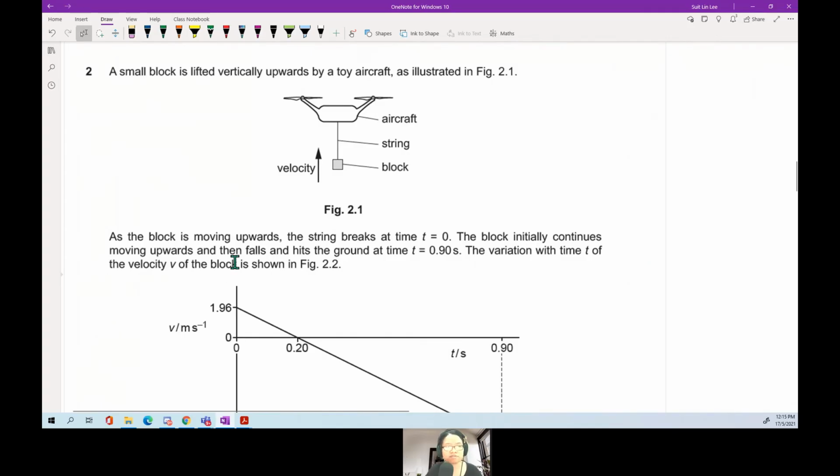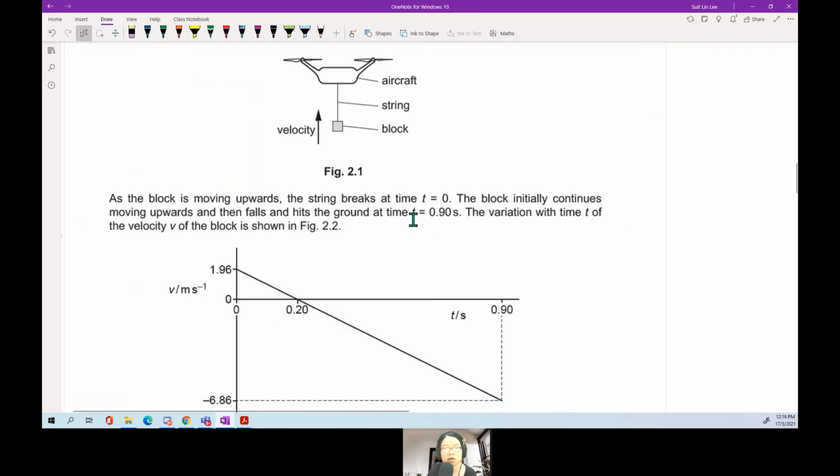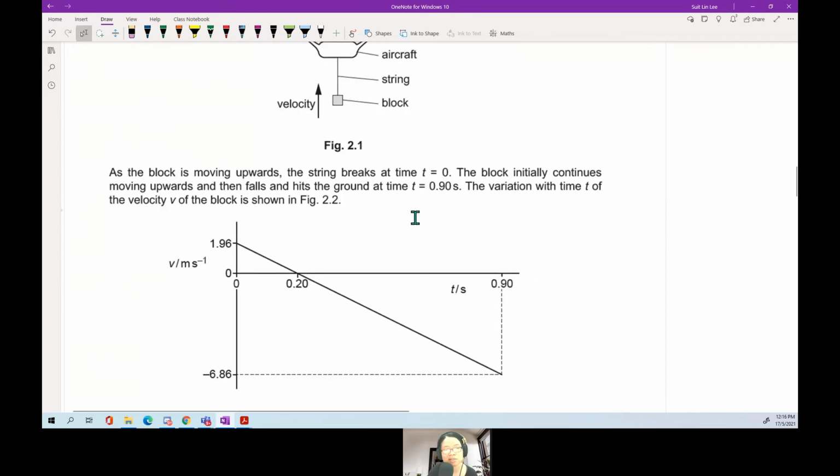So this block is lifted vertically upwards by a toy aircraft as illustrated in figure 2.1. As the block is moving upwards, the string breaks at time t equal to 0. The block initially continues moving upwards and then falls and hits the ground. Do you know why it continues moving upwards or not?